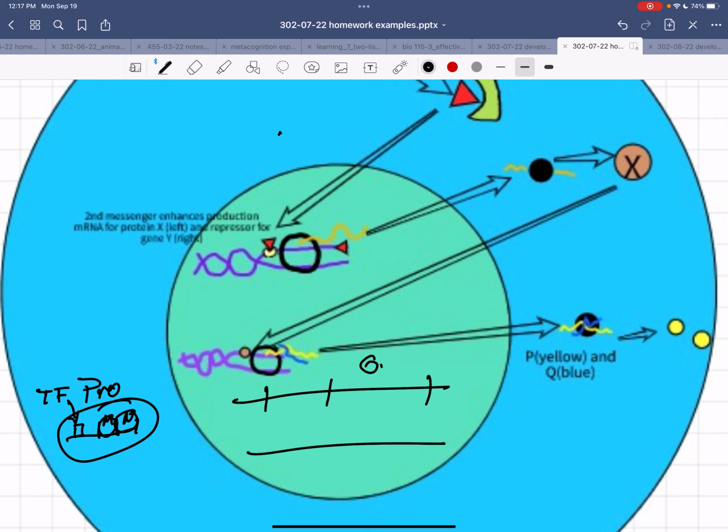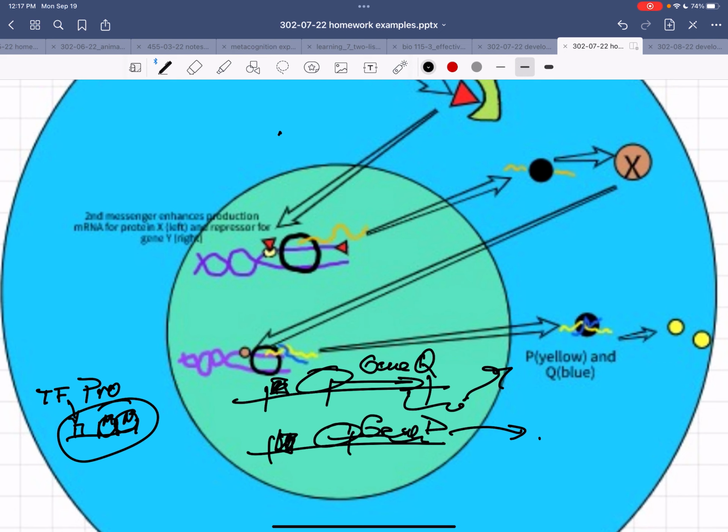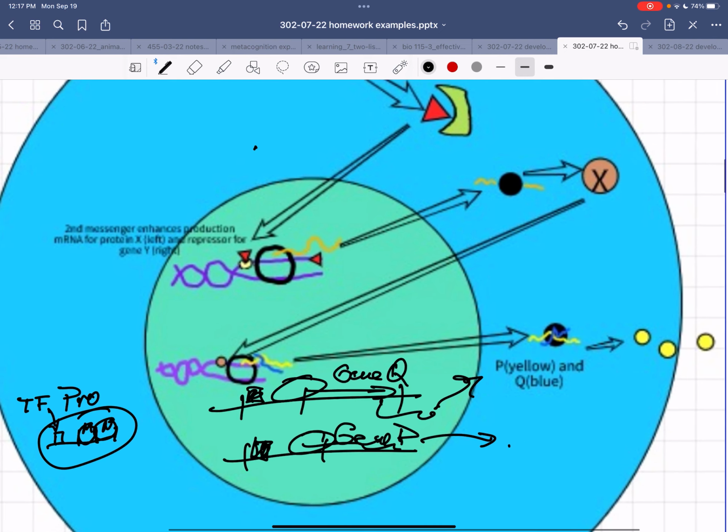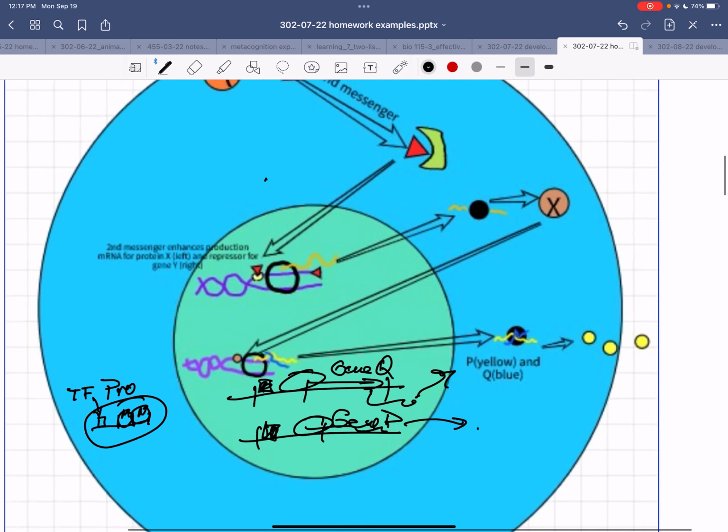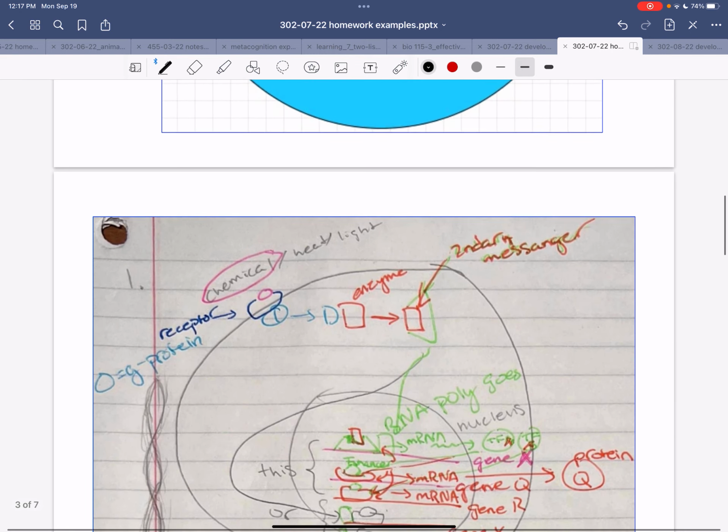Here's gene Q. We would need our transcription factor, RNA polymerase, messenger RNA, and that would be for Q. And separately, gene P. Again, the TF binds. Here's RNA polymerase moving along, and we'd get to protein P. Or sorry, yeah. I think I may have said R originally.